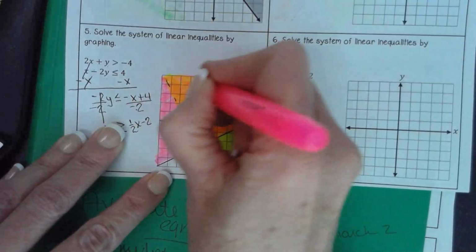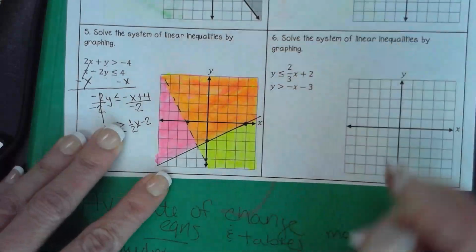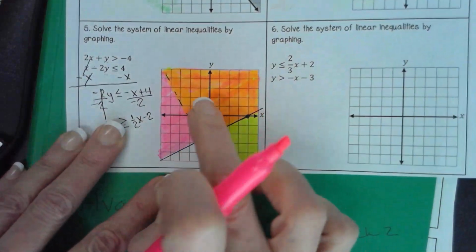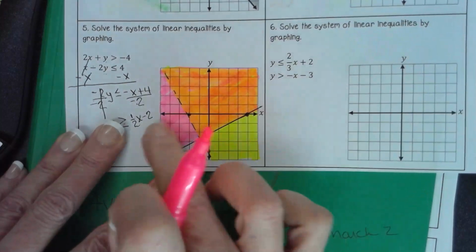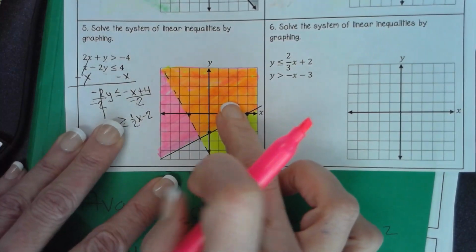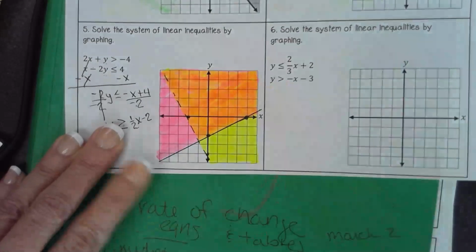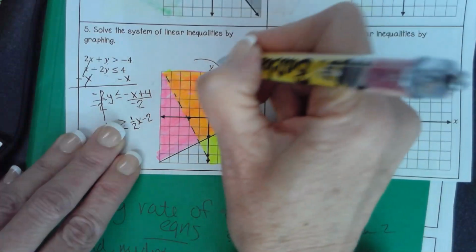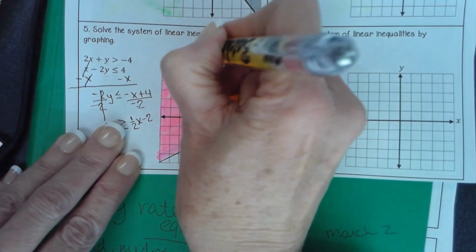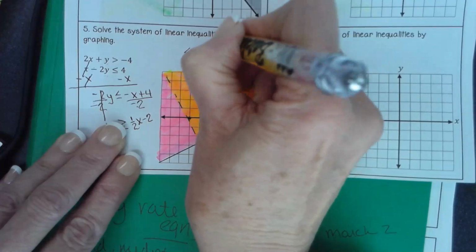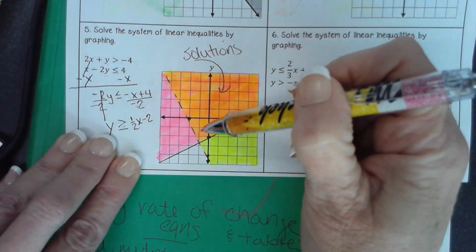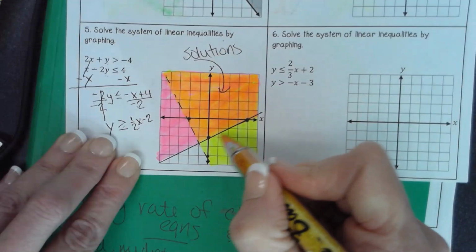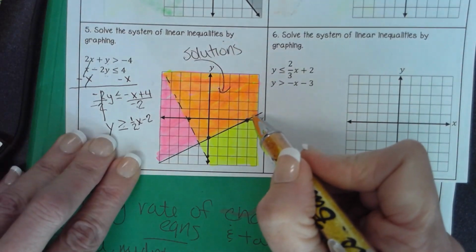And these colors worked out well. I like these colors. Notice, perfect. I did a yellow and a pink, and where the overlap is turned orange. So that's awesome. The orange area is where my solutions are. Along the dotted line, those would not be solutions. Along the solid line, those would be solutions.